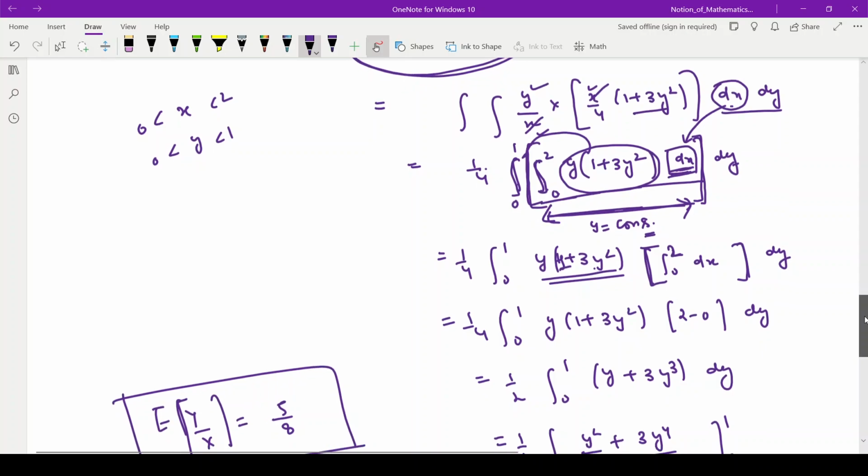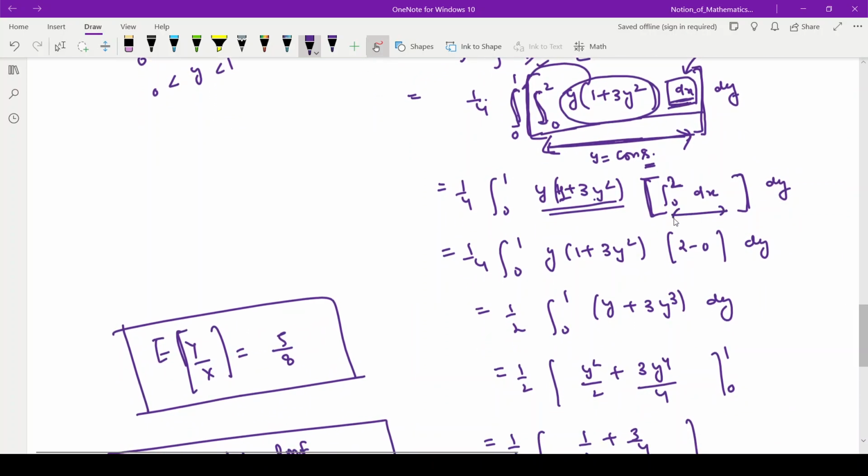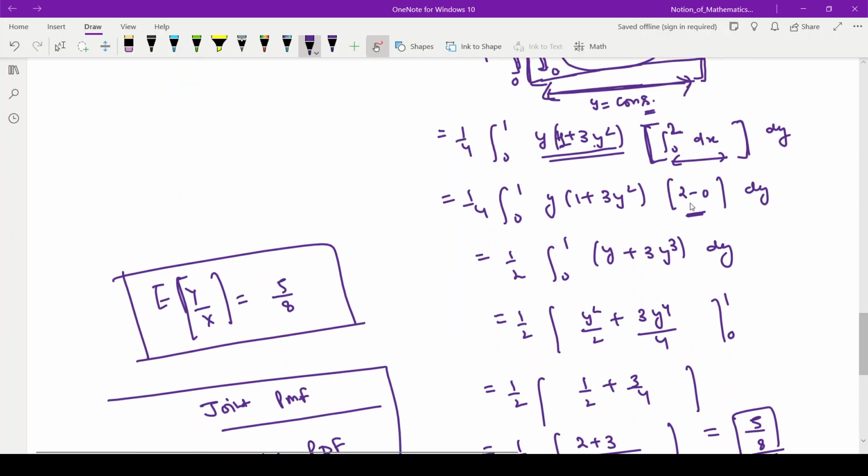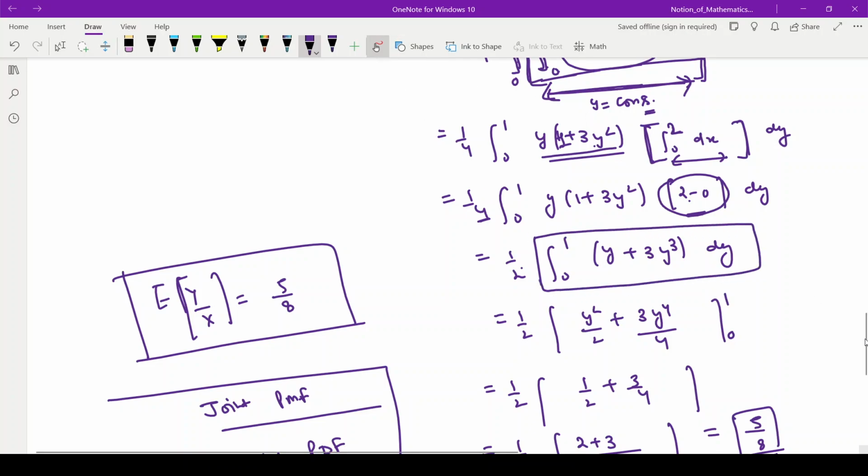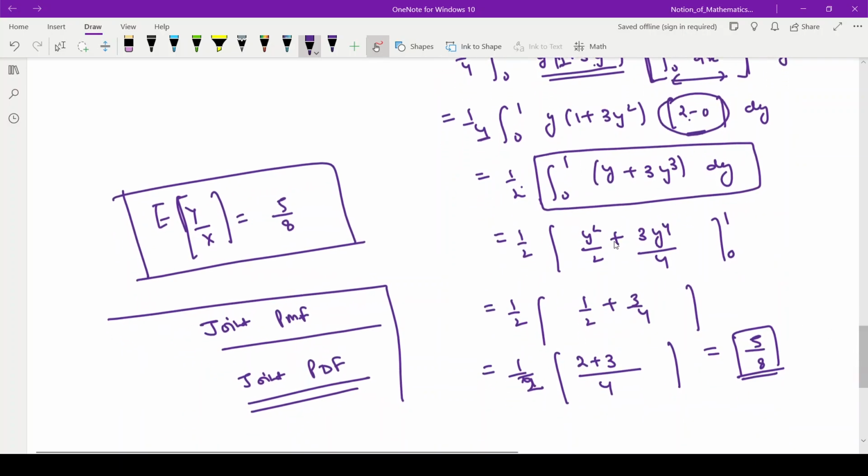So when we solve this single integration, it will be 2 minus 0. 2 minus 0 means it is just 2, and this 2 by 4 is 1 by 2, and only a single integration will remain. Solving the single integration is not a big deal. We can easily solve it. So that is what I have done here. I have applied the upper limit minus the lower limit. It will be just 1 by 2 into 5 by 4. Ultimately it is 5 by 8. So the expectation of y by x is 5 by 8.